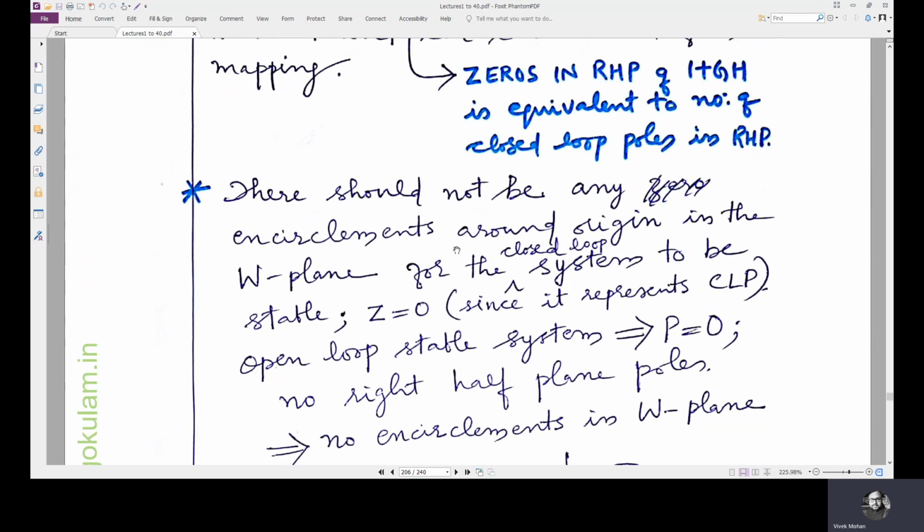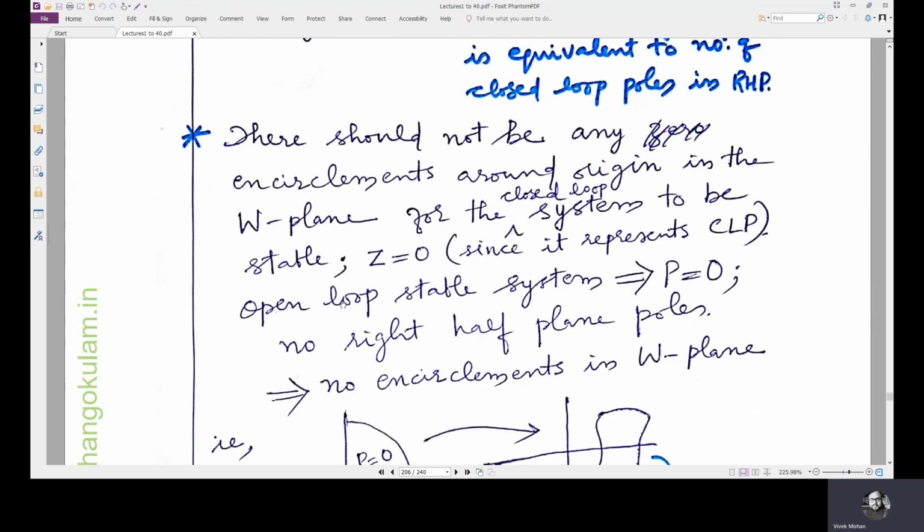There should not be any encirclements around the origin in the W plane for the closed loop system to be stable, because if there is one counterclockwise encirclement, that means for 1 plus GH equals 0 there is at least one S value in the RHP. That means it is unstable. So no encirclement should be there. Net encirclement should be 0 for a stable system. That means Z equals 0, since it represents the closed loop poles.